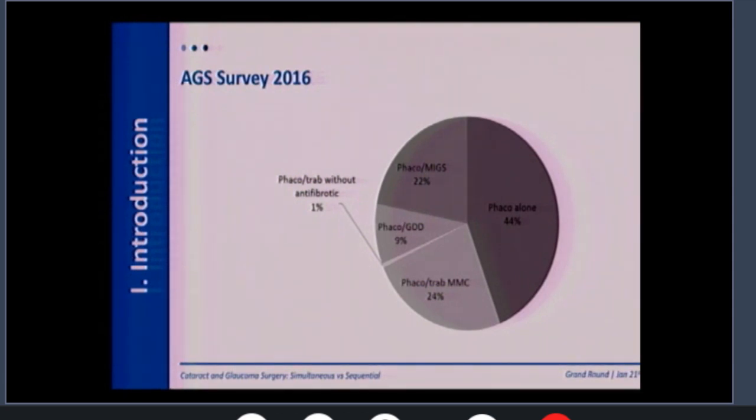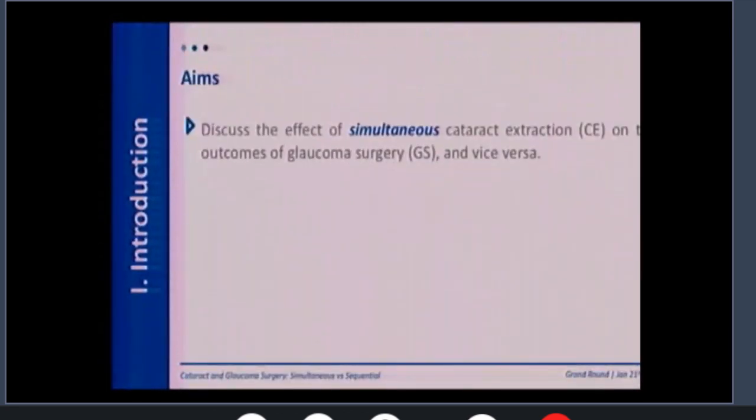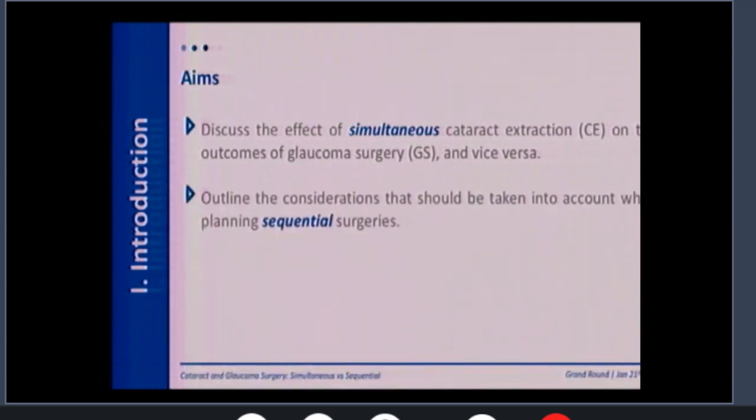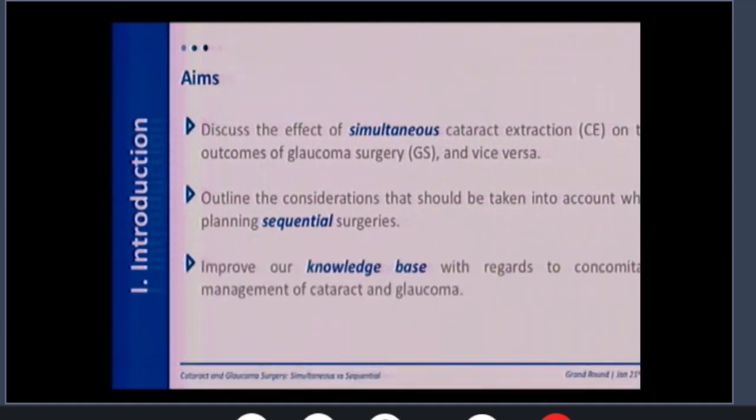So in this presentation, we'll try to present the data that can help a surgeon in deciding what to do. So by the end of this presentation, we'll discuss the effect of simultaneous cataract extraction on the outcomes of glaucoma surgery and the other way around. And I'm going to outline the considerations that should be taken into account when planning sequential surgeries. And at the end, the main objective is to improve our knowledge base with regards to concomitant management of cataract and glaucoma.